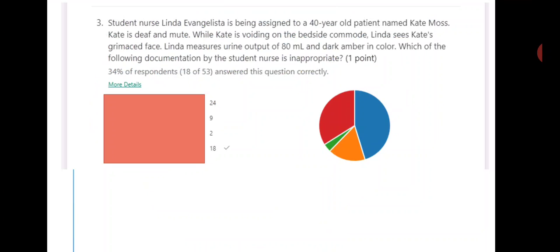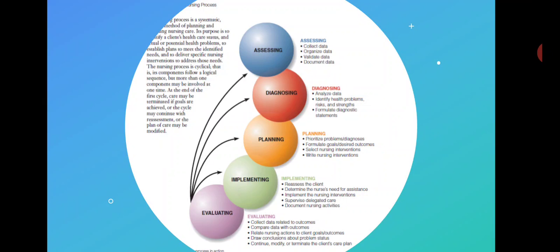Based on the result, only 34% of the students were able to get the correct answer. Now you can see the ADPIE. You don't need to read the details on the left side, on both sides. We have the ADPIE here just to remind you: assessing, diagnosing, planning, implementing, and evaluating. Maybe you have been using a different term: assessment, nursing diagnosis, planning, implementation, and evaluation.